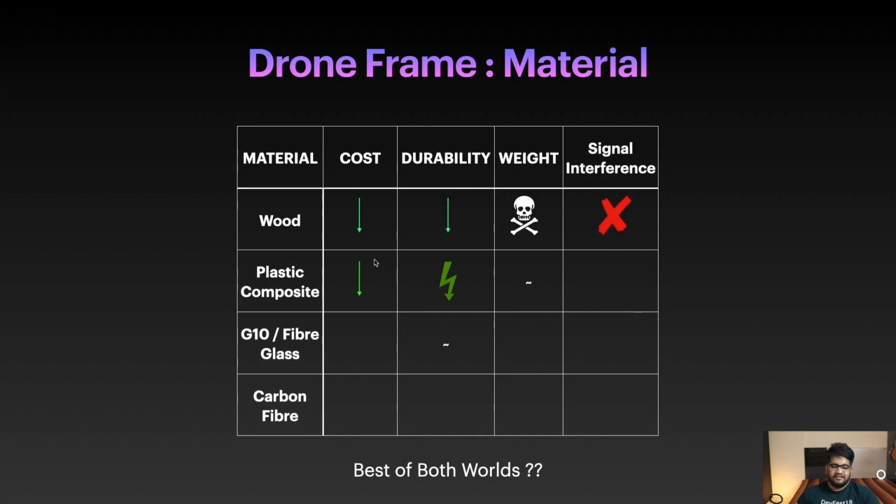On the signal interference, again, plastics are not conductive, so there is no signal interference. So that is a good thing. I have marked that with a red cross, but that is actually a good thing. There is no signal interference. That's what I mean by the red cross.